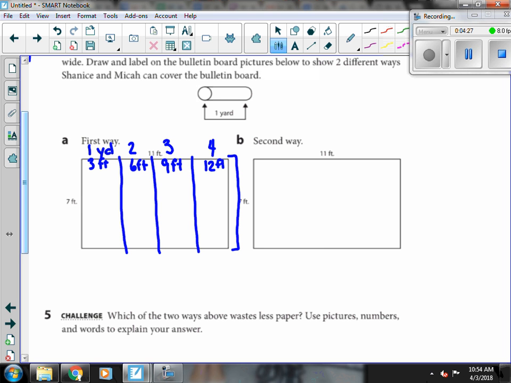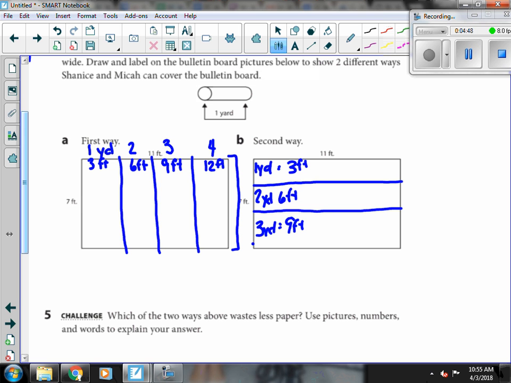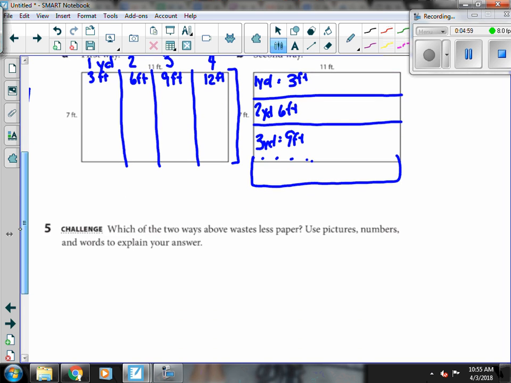Or I can go this way and have 1 yard, which is 3 feet. Could have 2 yards, which is 6 feet. And then my 3 yards would give me 9 feet. So I'd have 2 extra feet that I would need to cut off there. Then it says, which of the two ways above wastes less paper?